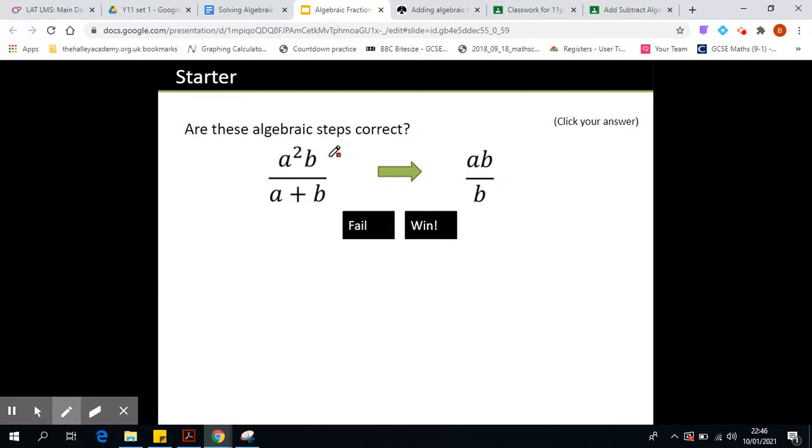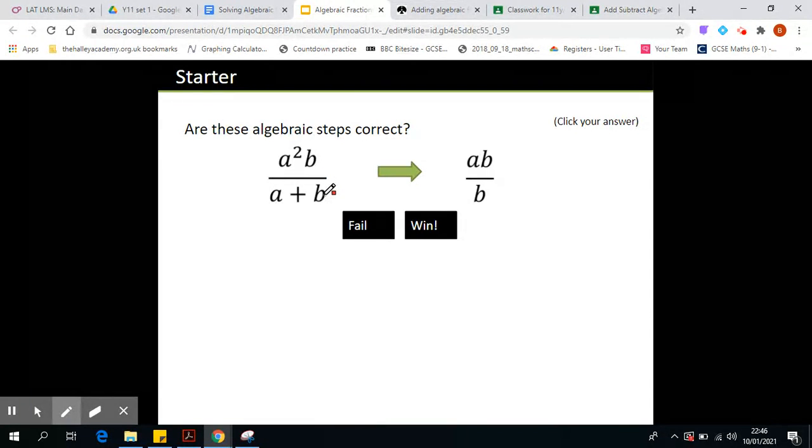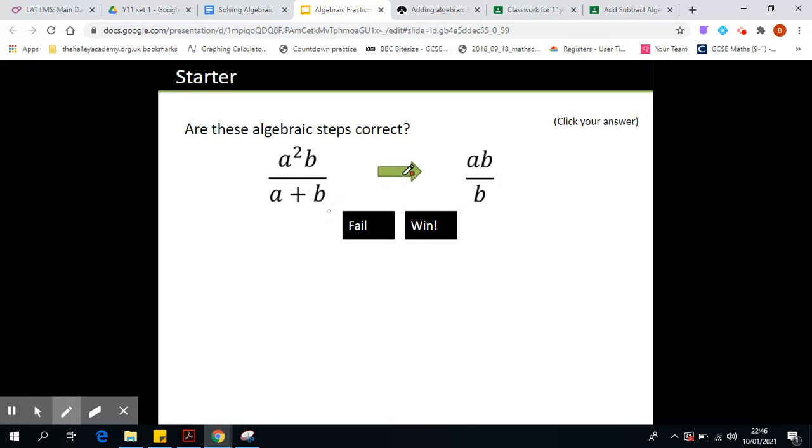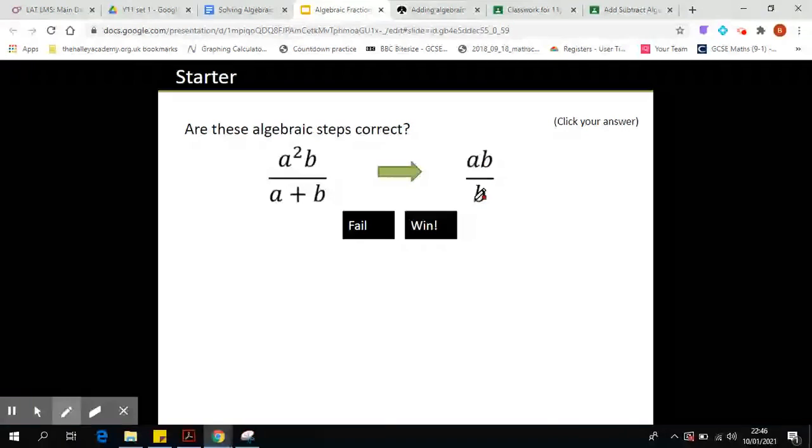Finally, some students have divided by a on both sides to get a over b, so ab over b. You may notice this is adding rather than multiplying, hence we cannot divide by a on both sides. So this is incorrect.